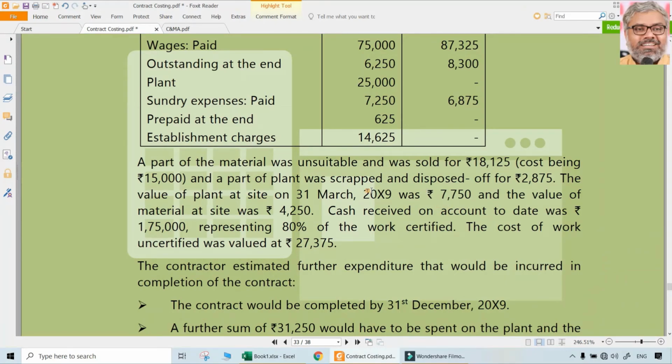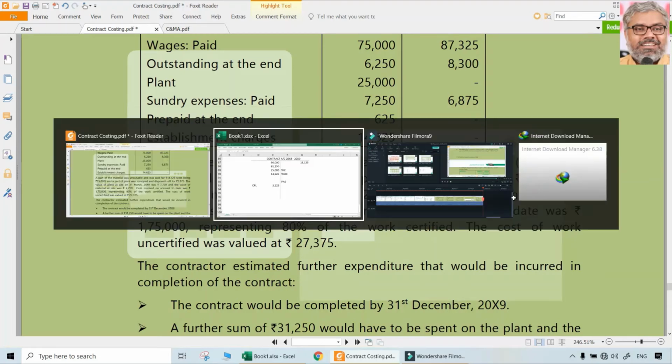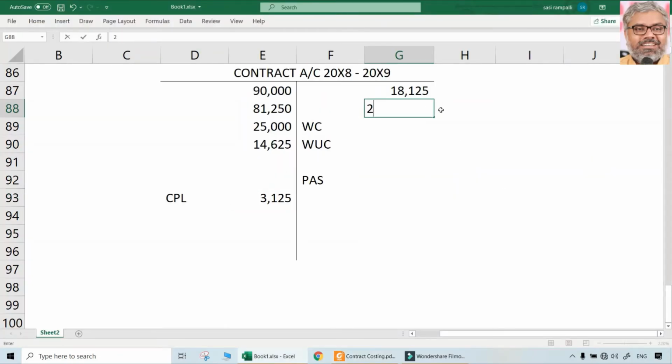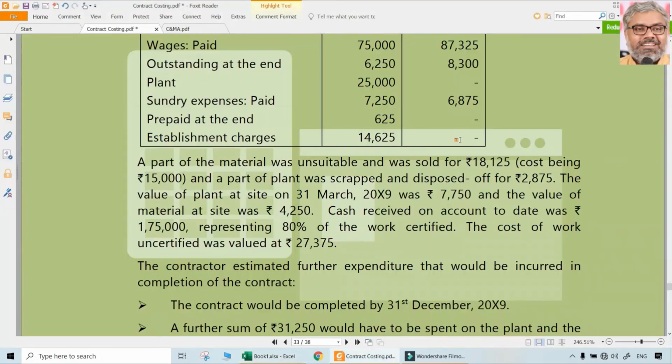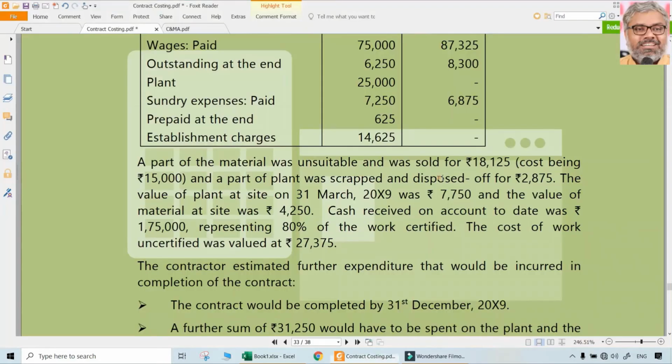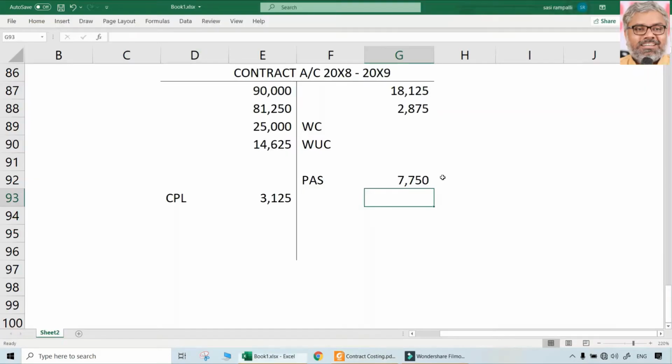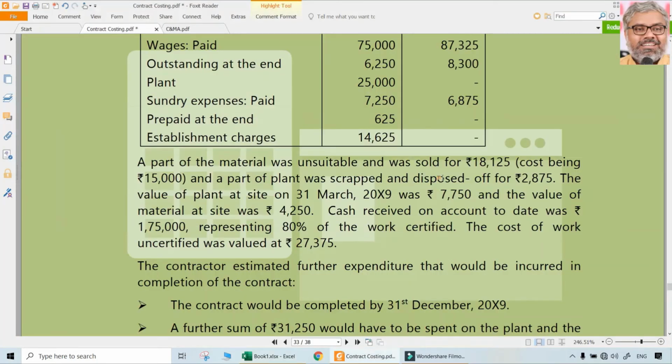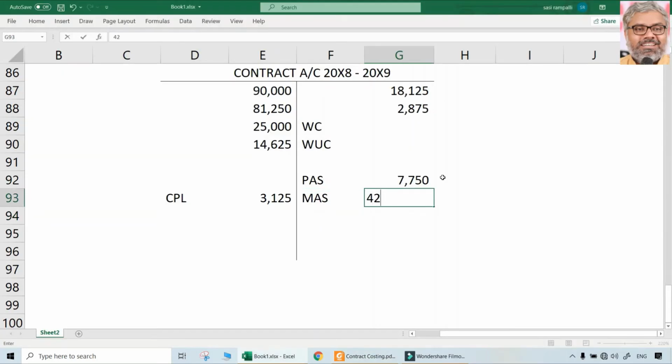Then a part of the plant was scrapped and disposed of for 2,875. That is also proceeds from sale of plant. So plant originally 25,000. In that some portion was sold off, which means that 2,875 is to be credited. Then the value of the plant at site at the end of the year was 7750. Value of the material at site was 4250. Both are to be credited.